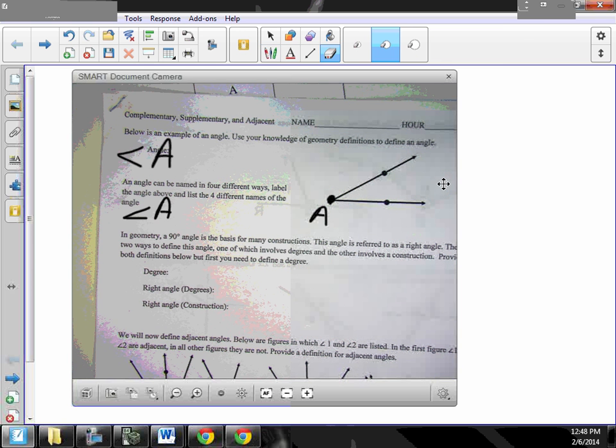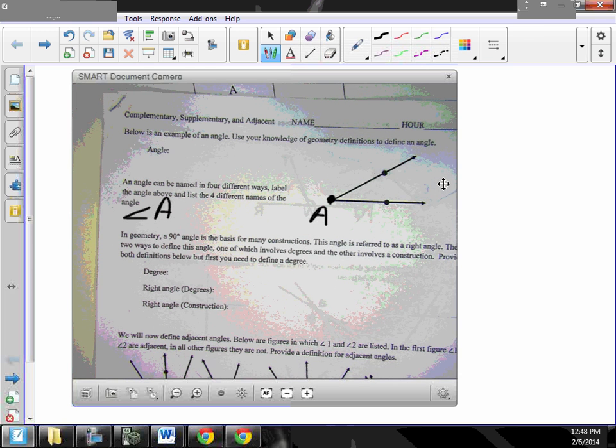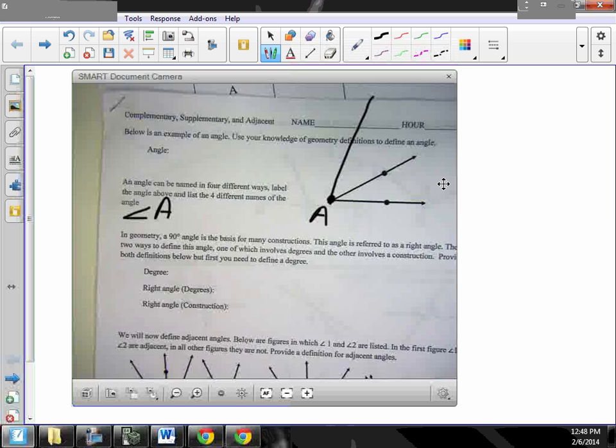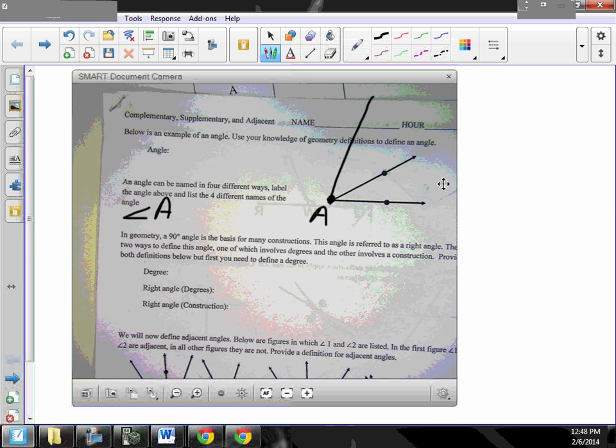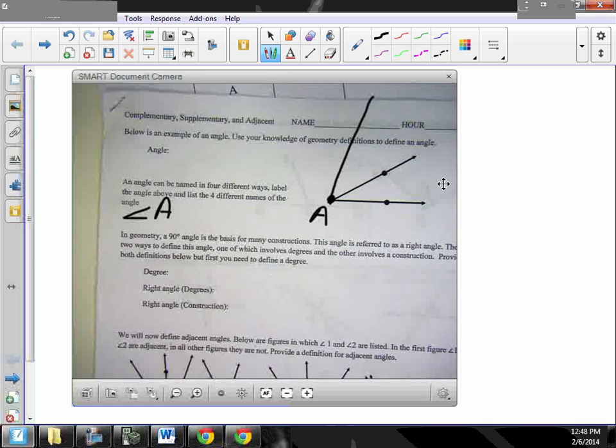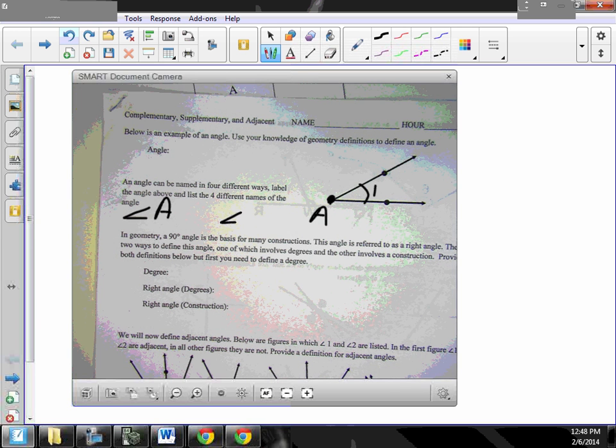Okay? But naming an angle by its vertex is only applicable if there's only one angle for that vertex. If I were to draw a second ray or a third ray, angle A ceases now to exist because there are actually three angles there. Four if you include the exterior. So you don't know which one we're talking about. Okay? You can also number or letter the interior of an angle, and we could call it angle 1.